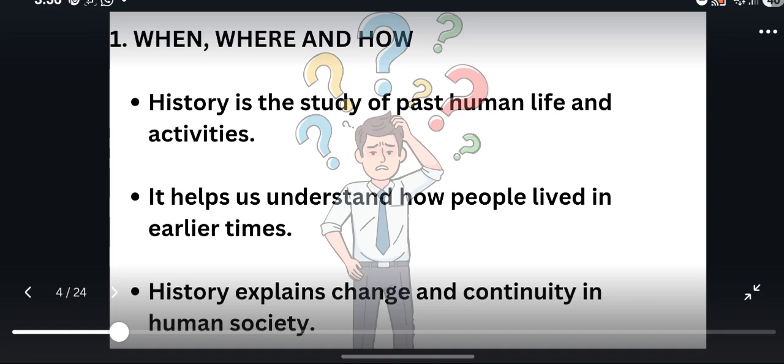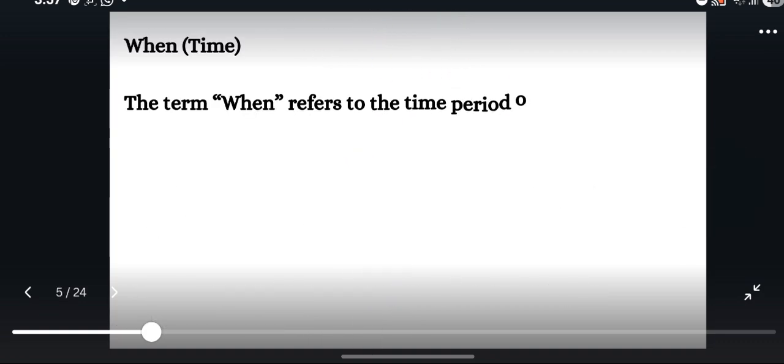What do you mean by history? History is the study of past human life and activities. It helps us understand how people lived in earlier times. History explains change and continuity in human society.